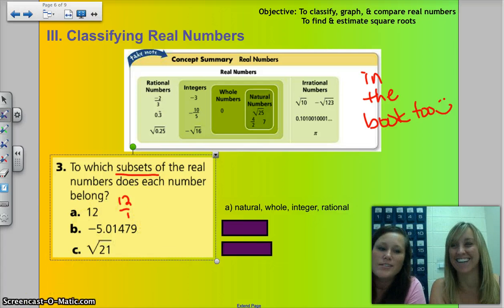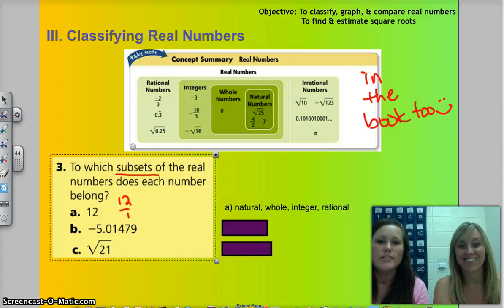So, if it can be written as a fraction, we're going to pause. We're back. He needed tape. All right, here we go.